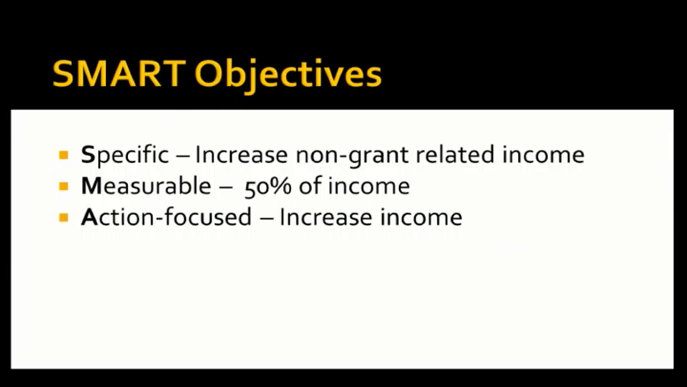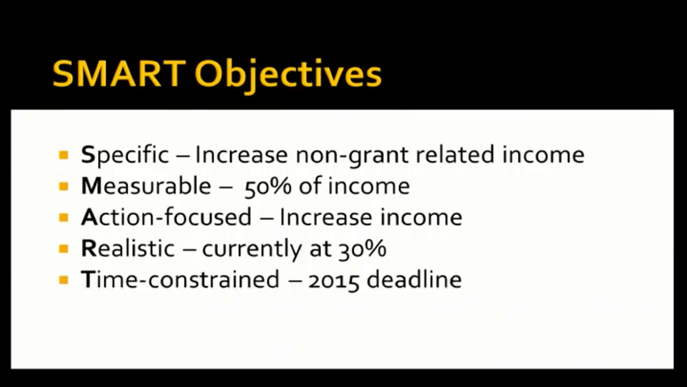Action focused, you're looking to increase income. Realistic, because in this example the income level of non-grant related income was currently at 30%. And time constrained, we're looking for a 2015 deadline and preferably a date. And a lot of people use the end of the financial year as the date they're going for there. And that's all captured in pages 5 and 6 of your workbook.